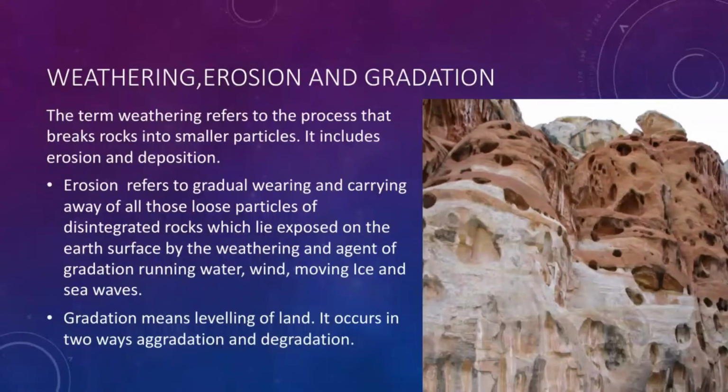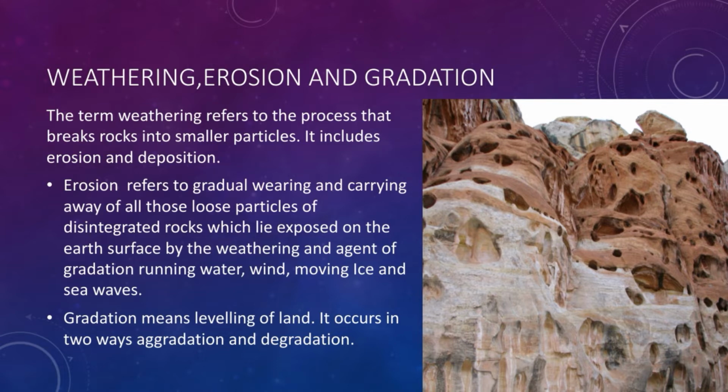Children, before starting the explanation of the agents of gradation, let's recapitulate whatever we learned in our previous class. So the terms, let's revise them. First is withering, second is erosion and the third one is gradation. So what is withering? The term withering refers to the process that breaks rocks into smaller particles. It includes erosion and deposition.